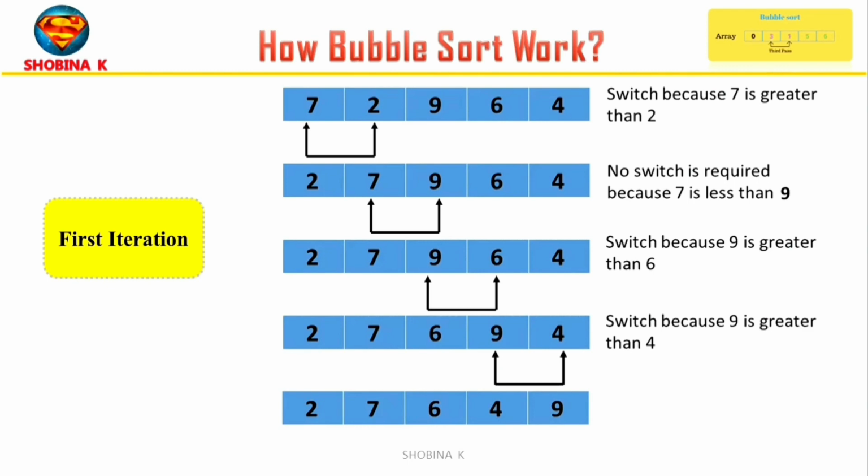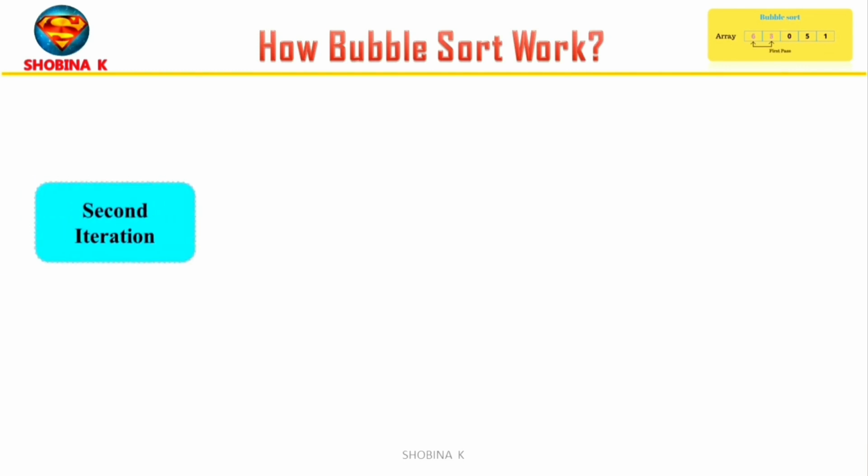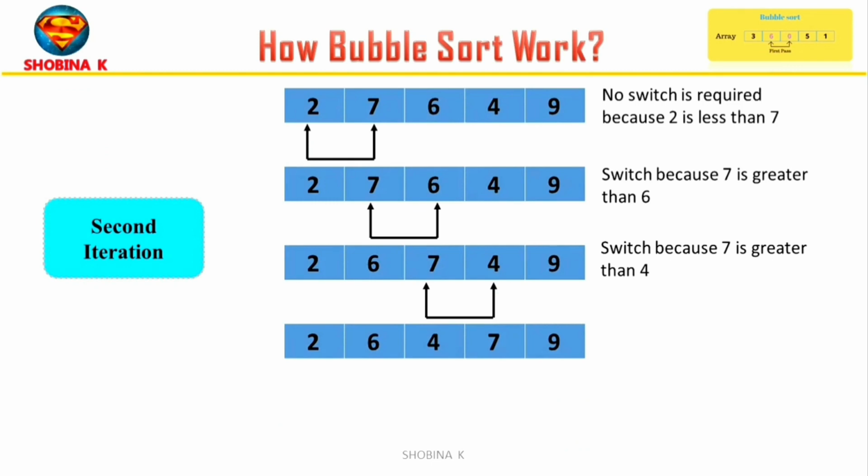This preceding procedure is repeated until it reaches the final element. So at the end of the first iteration, the largest element is placed in its correct position, that is, at the end of the array. Next, in the second iteration, we place the second largest element at the correct position. Now we compare the first and second element in the array. Here no swap is required because 2 is less than 7. Again compare the second and third element. Here we swap the elements because 7 is greater than 6. And repeat the process. Now we compare the third and fourth element and we swap both elements because 7 is greater than 4. And we repeat the process for the remaining iterations.